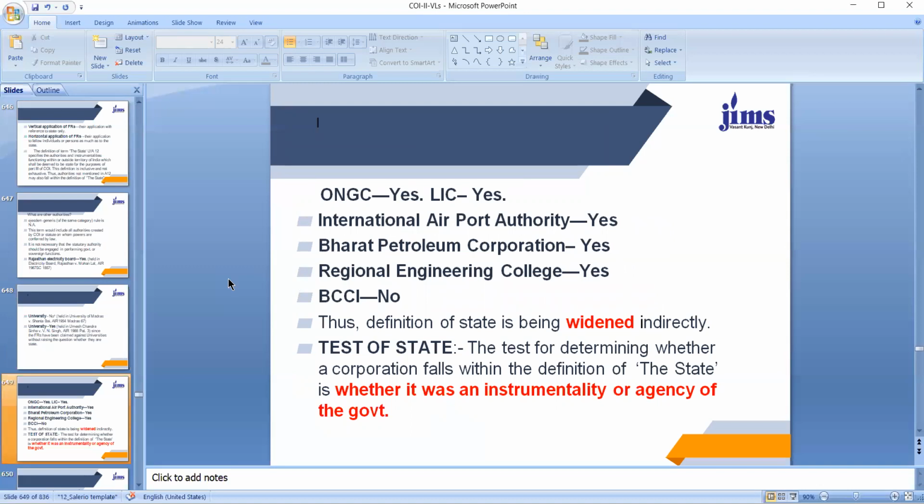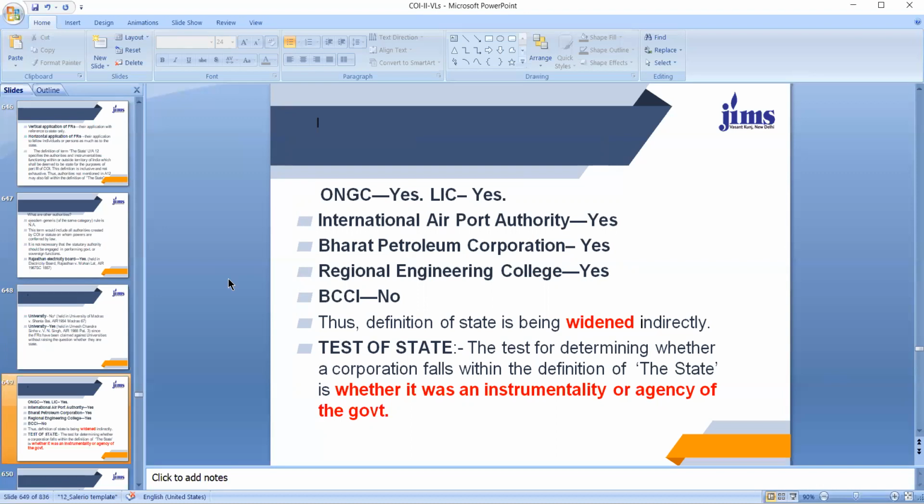LIC, Life Insurance Corporation of India, is also state. What about International Airport Authority? Yes, they are within the definition of state. Bharat Petroleum Corporation, they are also in the definition of state. Regional engineering colleges are in the definition of state. But Board of Cricket Control in India is not a state. So dear students, these examples are telling us that the definition of state is being widened indirectly by the Supreme Court.